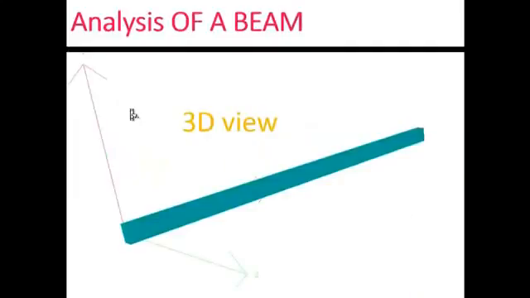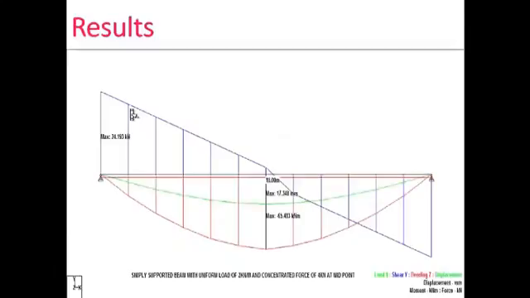This is the 3D view of the beam. These are the analysis results of the beam. The blue line indicates the shear force diagram, the green line indicates the deflection diagram, and the red line indicates the bending moment diagram.